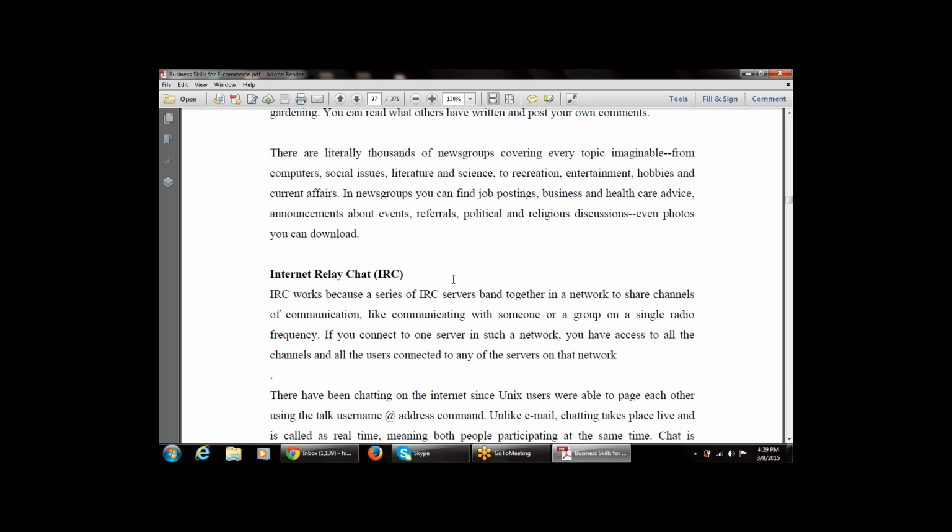If you connect to one server in such a network, you have access to all the channels and all the users connected to any of the servers. That is, every person using the internet can chat with different persons with the help of the network. Suppose in a network there are 5 persons, right? One person can chat with another person with the help of IRC. In the same way, the second person can chat with the third person. So IRC is a tool that is used to chat with different persons with the help of the internet.